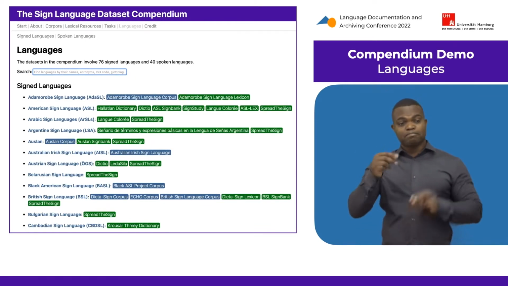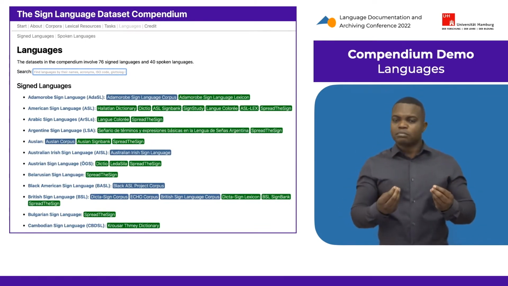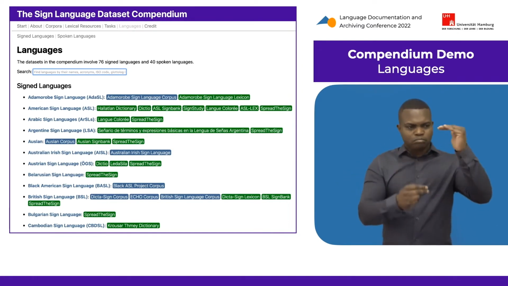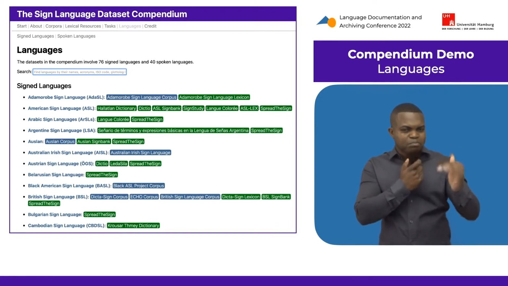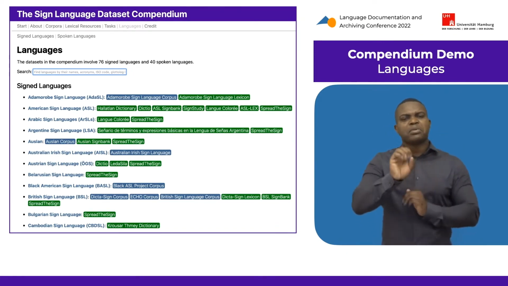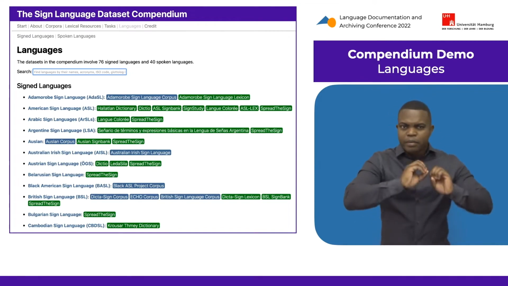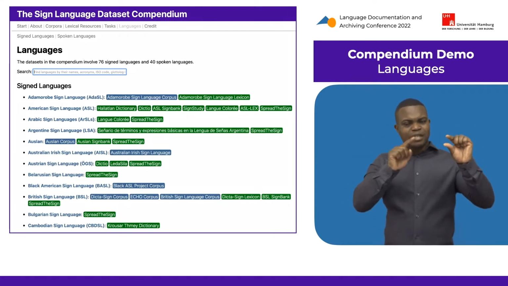Another way to look for relevant resources is to start by looking up the language you are interested in. The language index lists them by their most common English name and acronym, but you can also look them up using other names via the search filter.